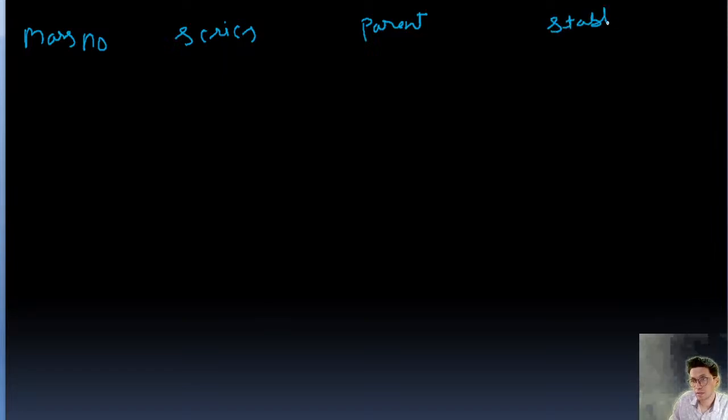Now the series I'm going to write there. I'll make a table now: mass number, series, parent nuclei, and then stable end product. Meanwhile, just let me check whether I'm audible or not, then I'll proceed further. I'm audible, so I'll proceed further.